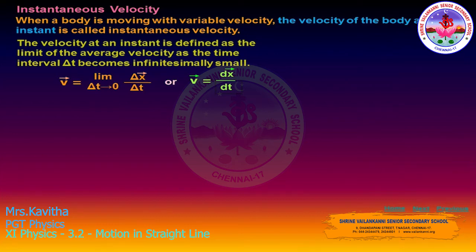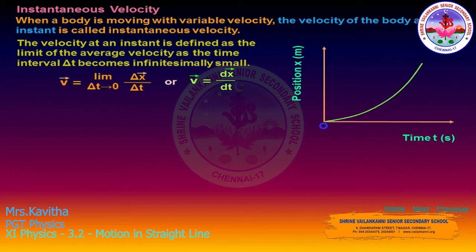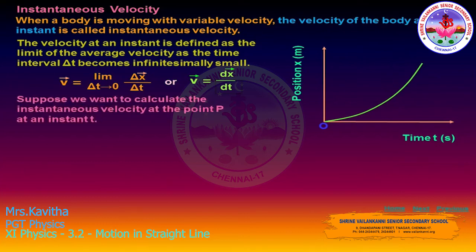Now v vector is equal to the limit as del t tends to 0 of del x vector by del t, or we can say v vector is equal to d by dt of x, or dx vector by dt, right? See the position-time graph, it is increasing, that is, the motion is accelerated as we said. Suppose we want to calculate the instantaneous velocity at point P at any instant.